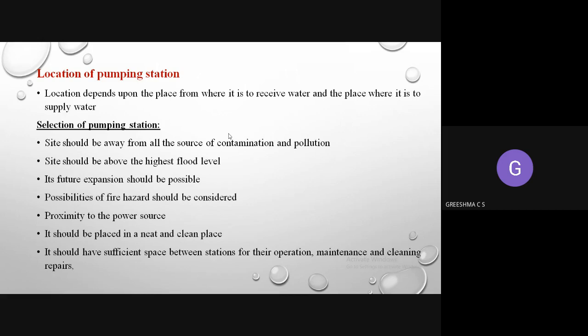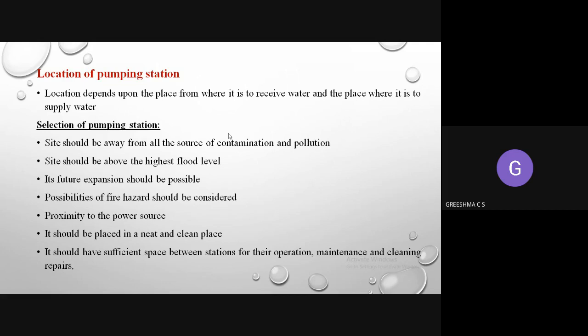The third one is that future expansion should be possible. Most pumping stations are designed for a design period of 30 to 40 years. Because technology is advancing, the technology of the next 10 or 20 years won't be the technology of today. Technologies keep on advancing, so always leave a scope for technological development.